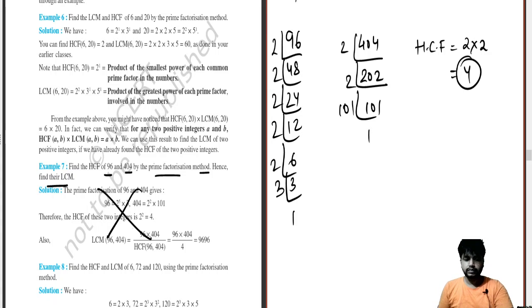Secondly, what is the full form of HCF? Highest common factor. I have taken out the two highest common factors over here. So moving on further, we have to find the LCM. And the question says, hence find their LCM. Now, what do you mean by hence find their LCM?